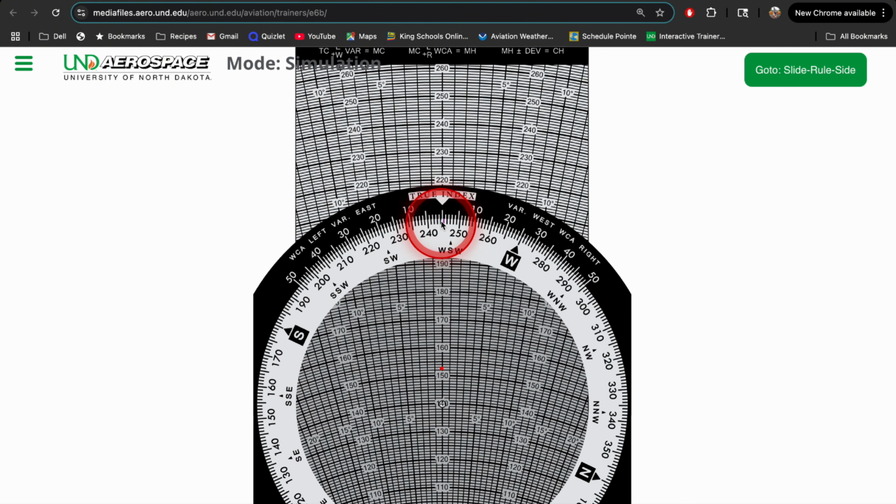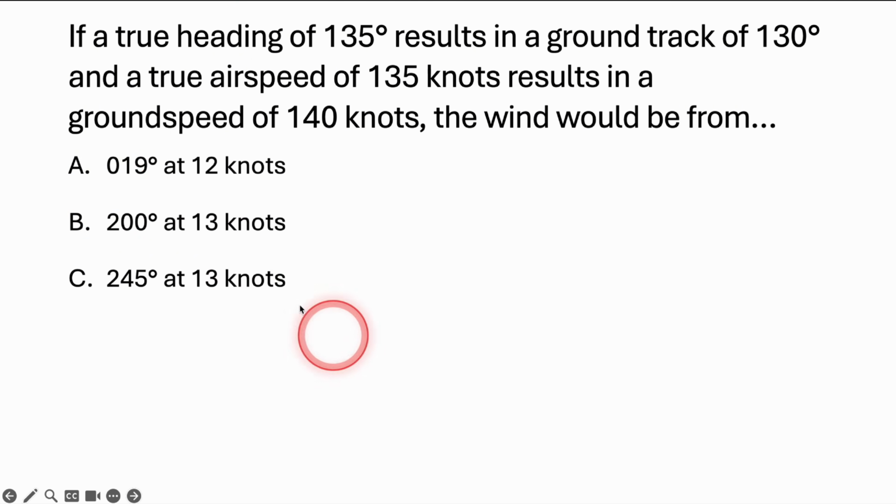So at the top is going to represent the direction of the wind. So there's 240, 245, about 246. And we're going to count up from our starting grommet right here. And there's 140, 150, there's 10, 1, 2, 3. So that means the wind is coming from 246 degrees and the velocity is 13 knots. Looking at our answer choices, looks like it will be C.